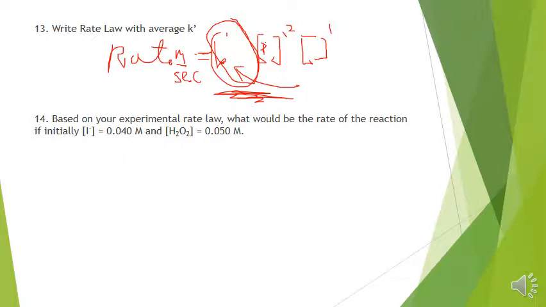All right, then once you come up with that equation, you're going to take some predicted values. You're going to plug in 0.04 for your I, 0.05 for your H2O2, take your average K, and then figure out the rate. Okay, so that's it. Hopefully that'll help you figure out how to do the calculations.